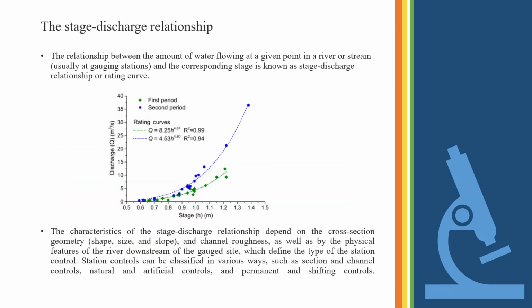The stage-discharge relationship. The relationship between the amount of water flowing at a given point in a river or a stream, usually at gauging stations, and the corresponding stage is known as discharge rating, or rating curve. Study the diagram.